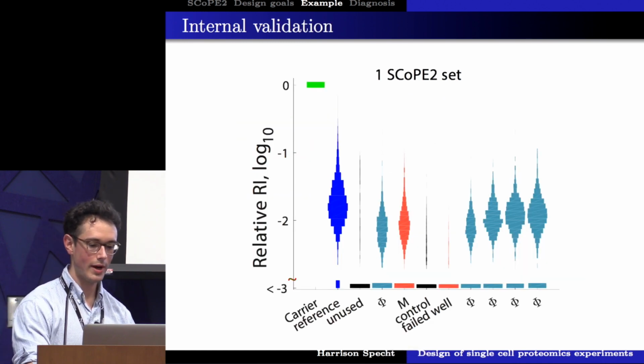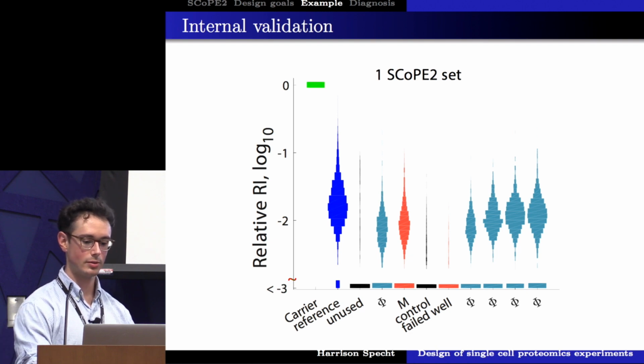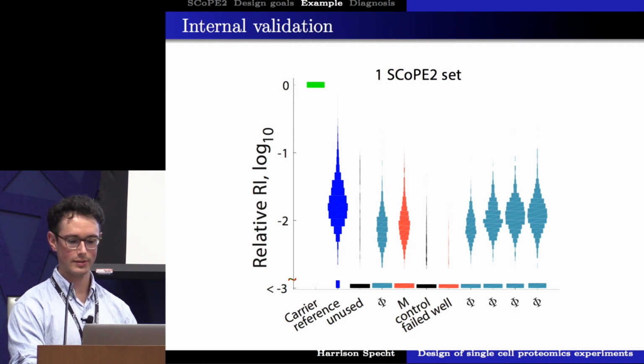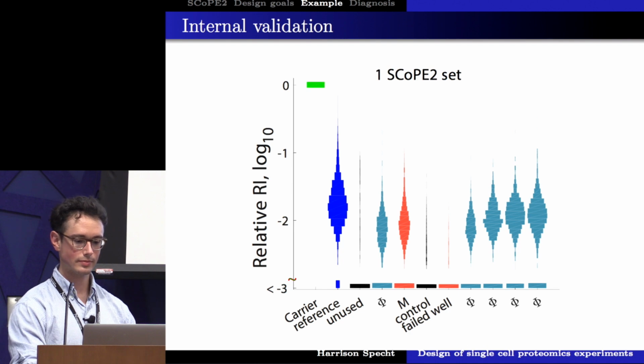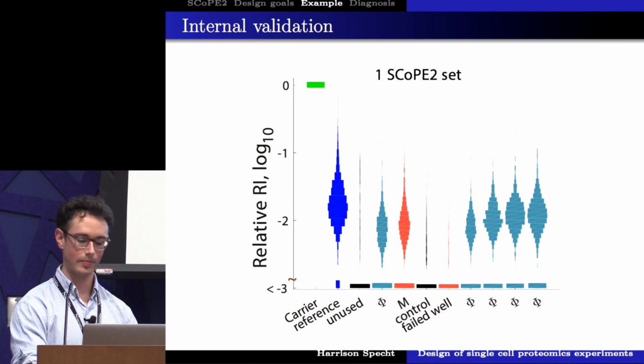So here on the y-axis, I'm showing the relative reporter ion intensities. That's the intensity that we use to do the relative quantitation, normalized to the carrier channel. In this case, we've normalized every channel, including the carrier itself, to the carrier signal. So that means that the carrier was then a 1 on the normal scale. Then when log 10 transformed, it became 0.